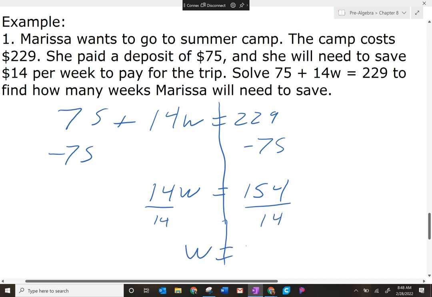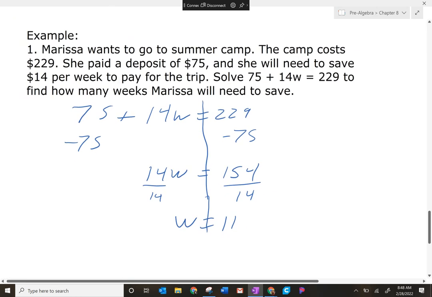My W equaled 11. So the question says, how many weeks will Marissa have to save until she's able to have summer camp paid for? 11 weeks. Okay, that's what these variables are meaning. They're going to stand for something. So understanding that yes, we solved W equals 11, but that actually stands for 11 weeks that she will need to save.